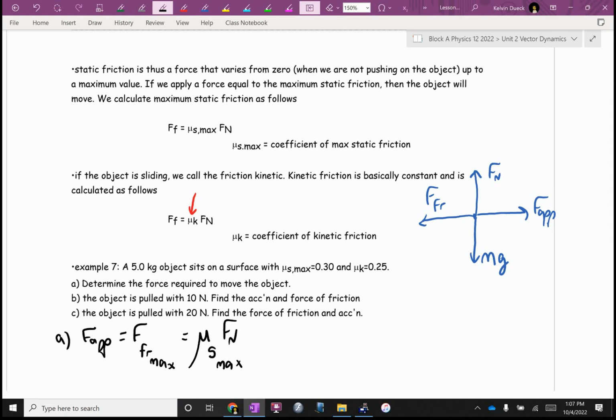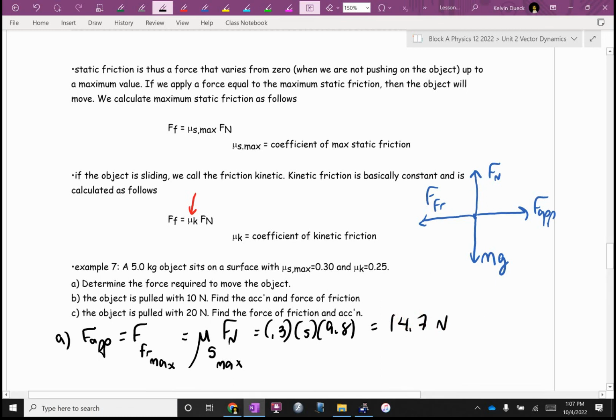Maddie, how big is mu static? I don't know the normal force. Oh, but look. I know another force the same size as a normal force. Which one? And so I can go 5 times 9.8. To get this thing to start to move, how hard do I need to pull? Maddie, my angel. 14.7?